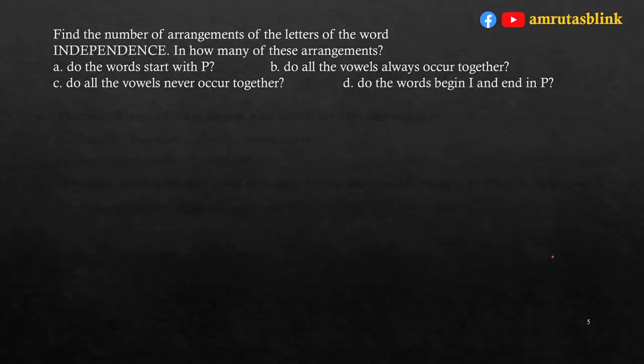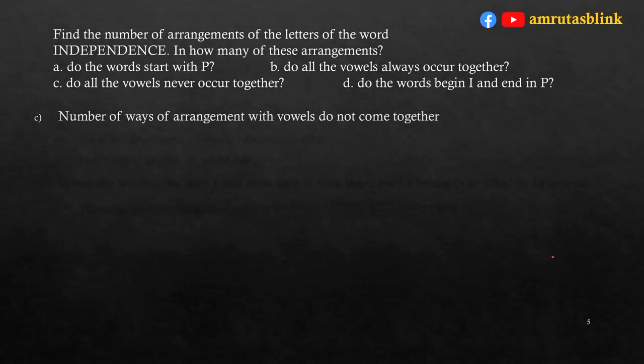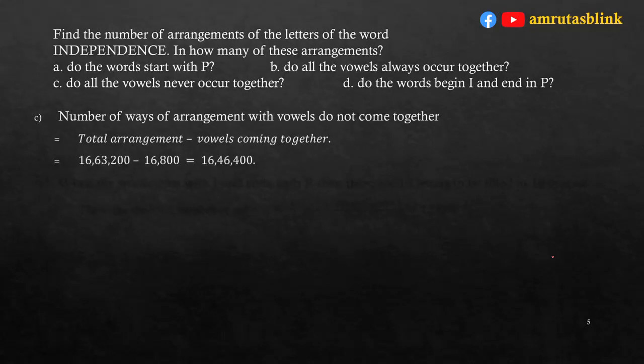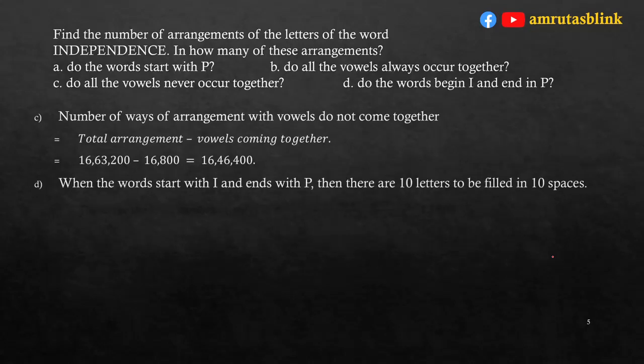Now there is the third condition, do all the vowels never occur together? Now we have already calculated the number of words where all the vowels are together. So the number of ways in which all the vowels are not together is equal to total words minus the arrangements where vowels are coming together. That is 16,63,200 minus 16,800 will give you 16,46,400.